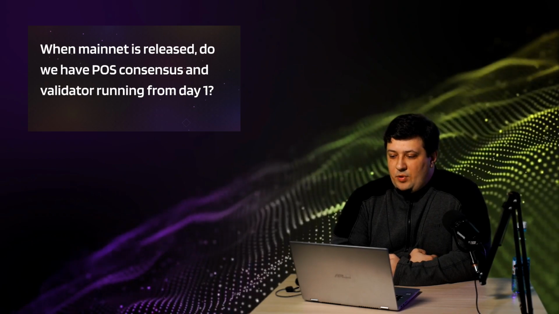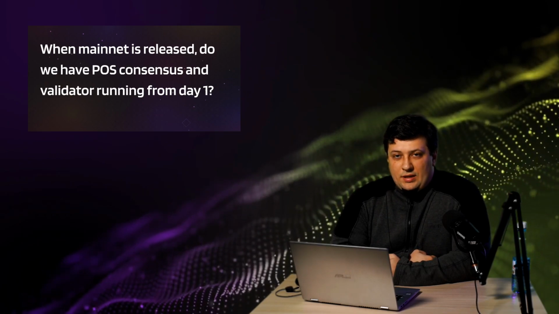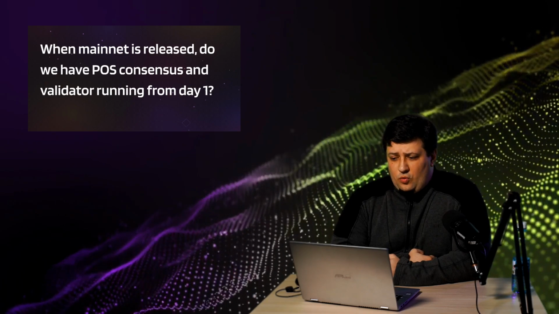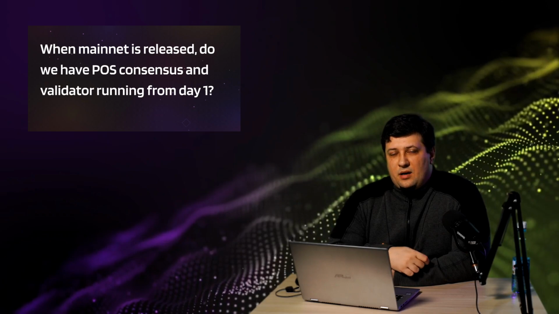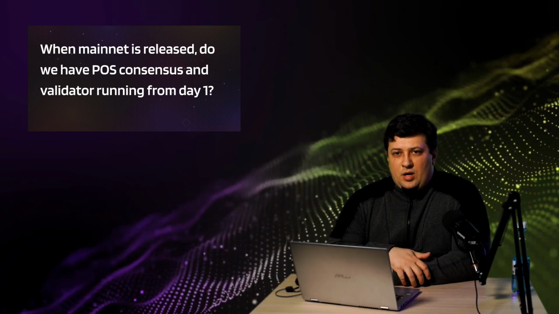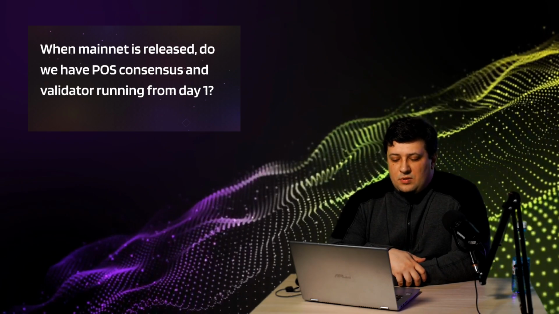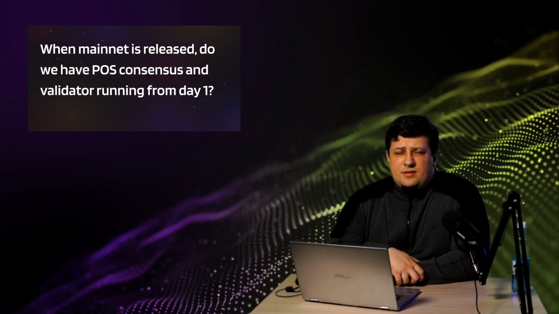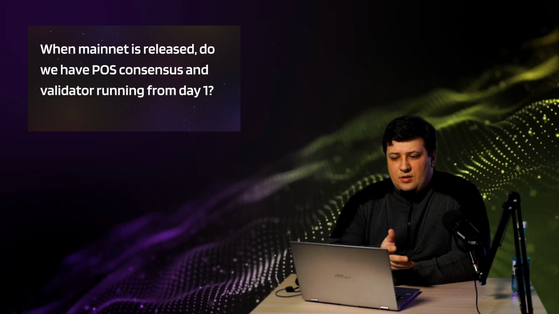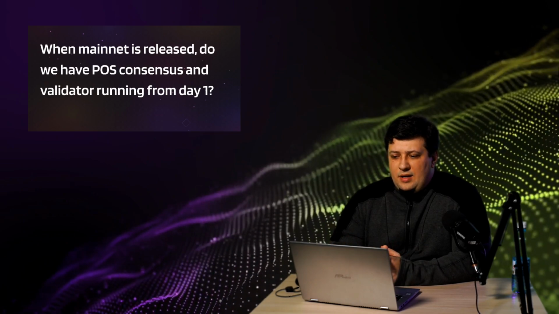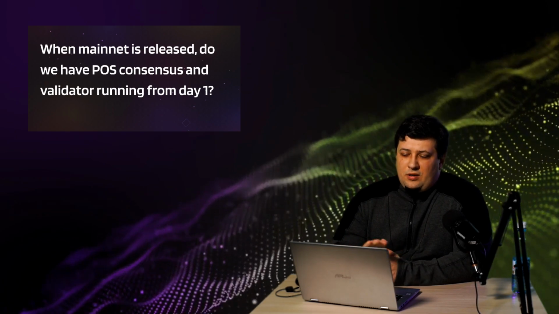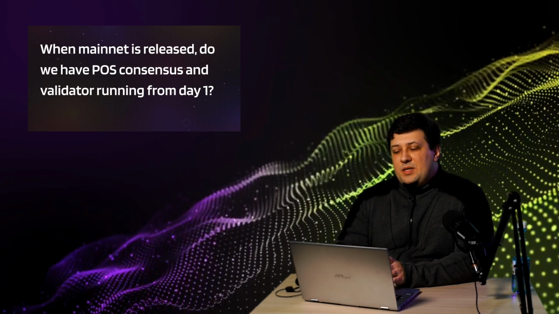The next question. When mainnet is released, do we have post consensus and validator running from day one? Yes, but with a proof of authority part. So there will be verifiers belonging to the team that could roll back any state change proposed from proof of stake based consensus. It will work, I think, maybe 6 months, maybe a year, just to be sure that it will not be hacked. We will start from not so big capitalization, and it will be easy to make a 51% attack. So this centralization is only to protect from a 51% attack.